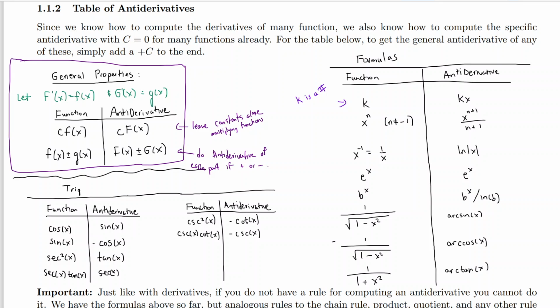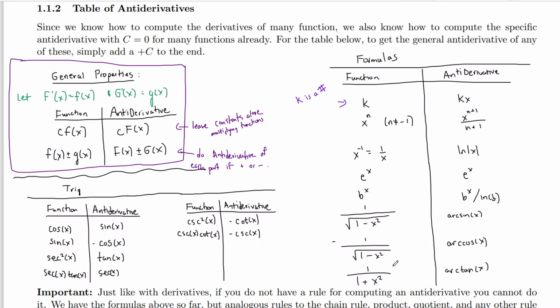But I wanted to take a moment to talk about the trig rules specifically, because the starting part of the formulas, the things we're going to look for when we try to do antiderivatives, are most of the time more complicated than we would expect. When we do derivatives, if we saw cosecant squared in the derivative, we would think, okay, we have to do the chain rule. Well, when you do the antiderivative of cosecant squared of x, it's just negative cotangent of x. That is the rule, and it's because the derivative of cotangent of x is negative cosecant squared of x.